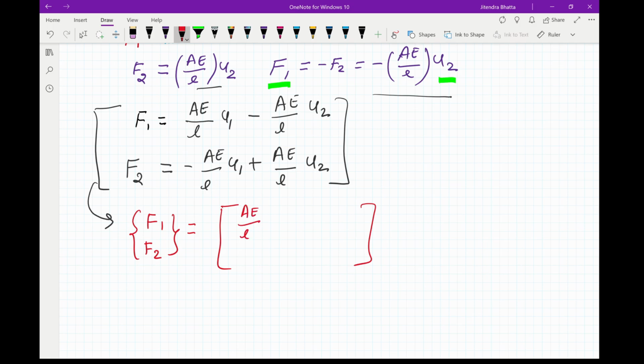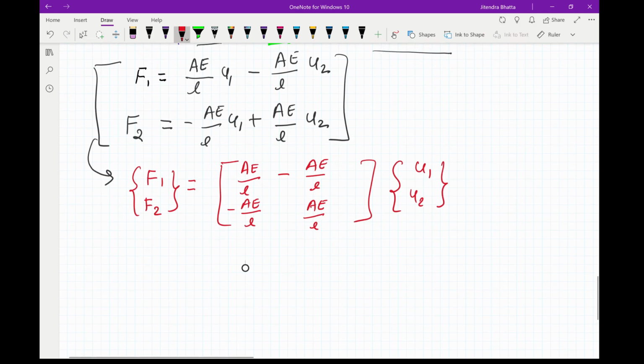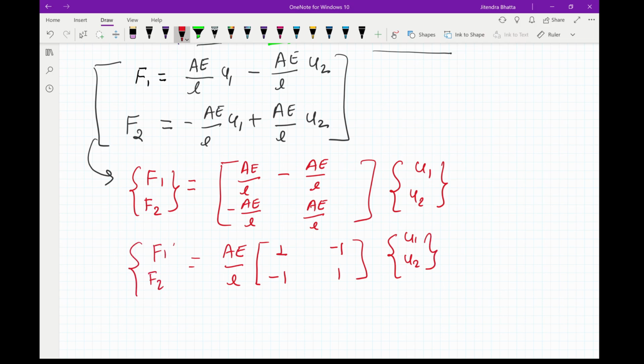AE by L, minus AE by L, minus AE by L and AE by L, U1 U2. Now you can take AE by L common from here, then what you get is AE by L times the matrix 1, minus 1, minus 1, 1, and U1 U2. This is F1 F2.